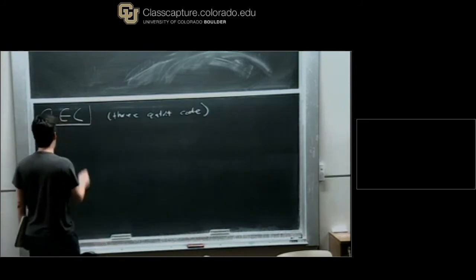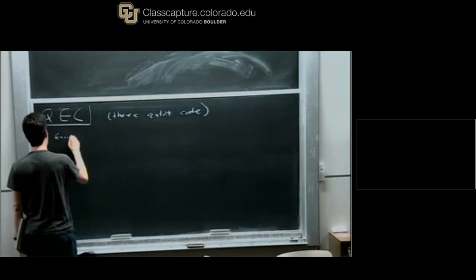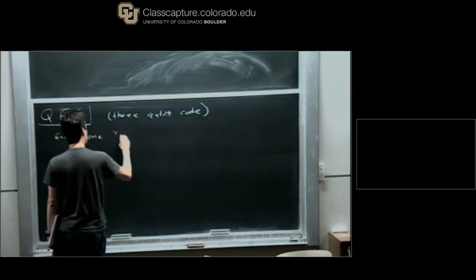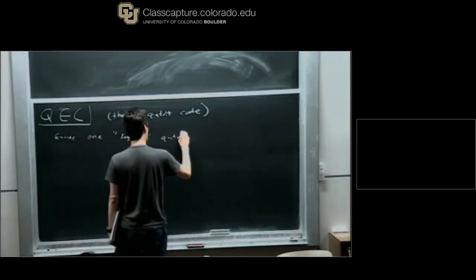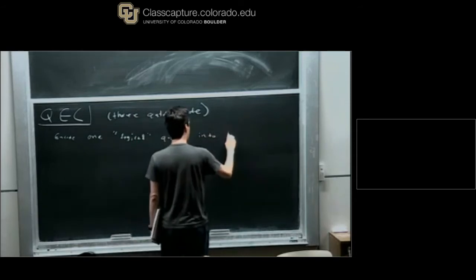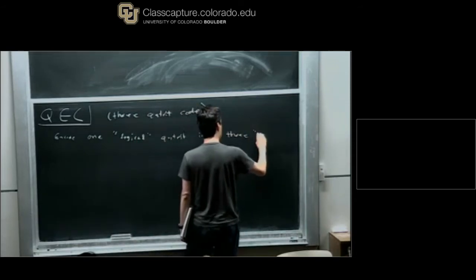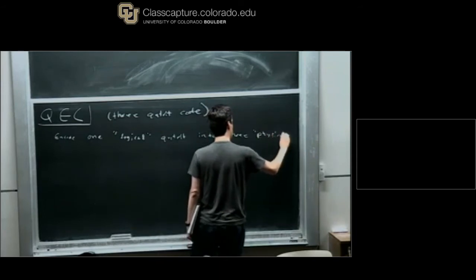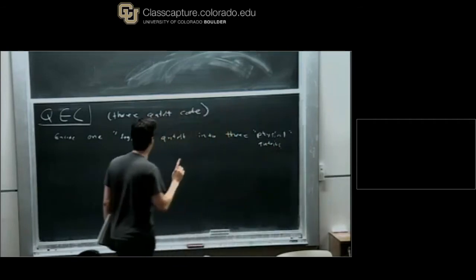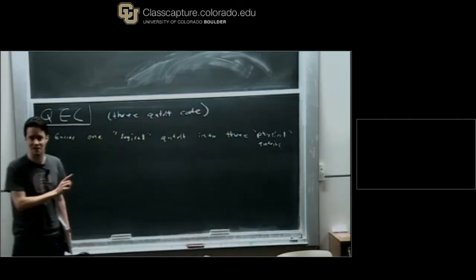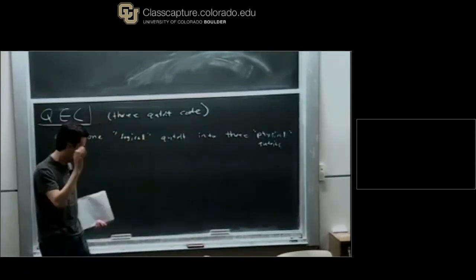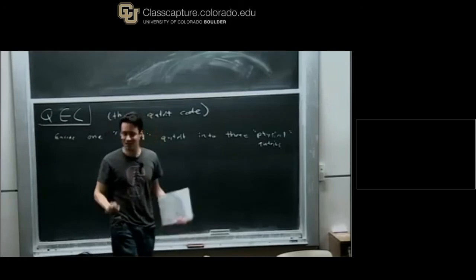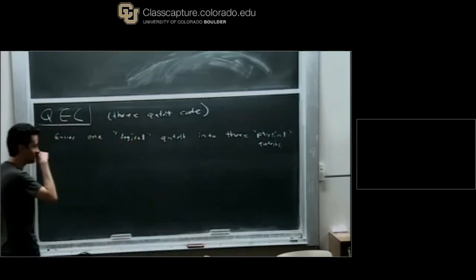So the idea is I encode one what's called logical qutrit into 3 physical qutrits. Okay, and I just have to state up front that 3 is appearing in 2 different unrelated contexts here. There are 3 physical qutrits, and the qutrit has 3 states. So there's nothing I can do about it. I'm sorry, but just try to stay on top of it.